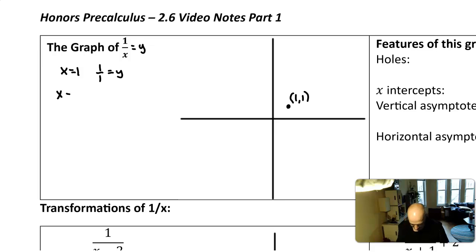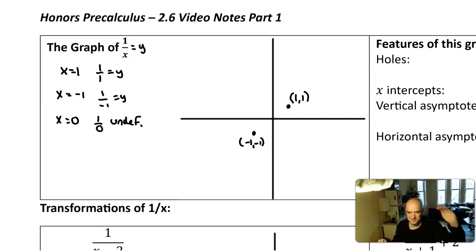If x equals negative 1, then this is going to be negative 1 over negative 1. So this is going to go through the point negative 1, negative 1. So those are kind of two critical points. But there's also some weird x's. So if x equals 0, then this is going to simplify to 1 over 0, which is undefined. So for our first time, because we have a rational function, we have something in the denominator, we have values that are undefined.